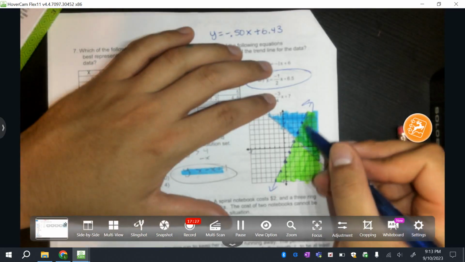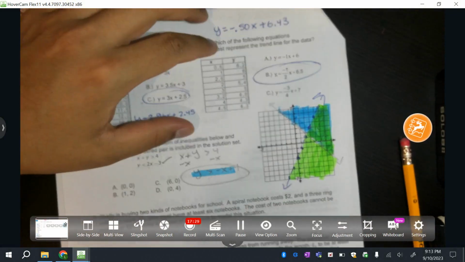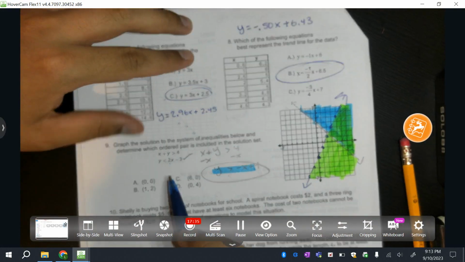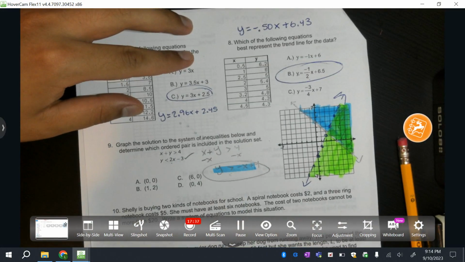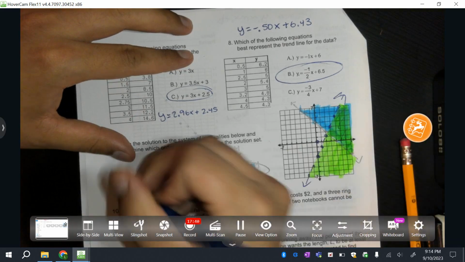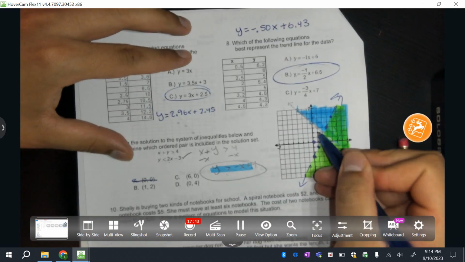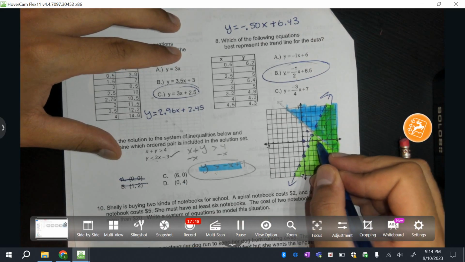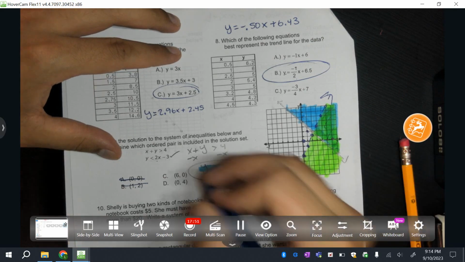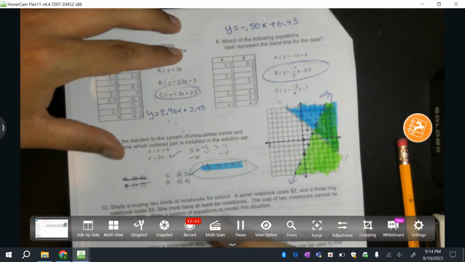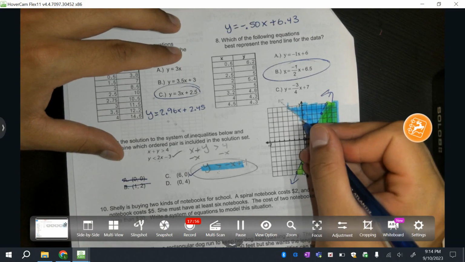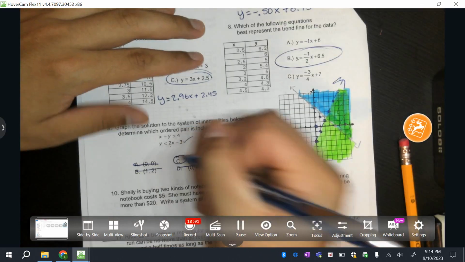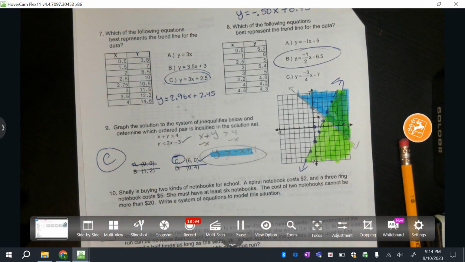Alright, so this region right here is going to be considered the solution set. The solution set is where both shaded areas intersect. Now let's check which points are included in the solution set. So 0, 0, that one is outside, so no. 1, 2, that one's another one that's on the outside, so no. 6, 0: 1, 2, 3, 4, 5, 6. That one is inside the solution set. Now let's check 0, 4. That one is not in the solution set, so that one's a no. Alright, so 6, 0 works.